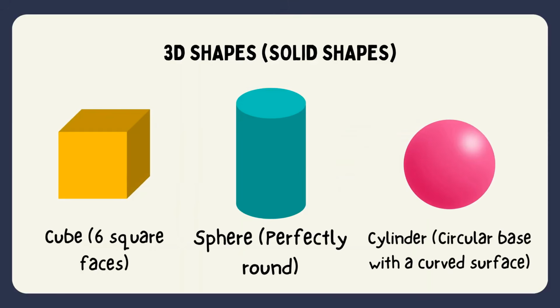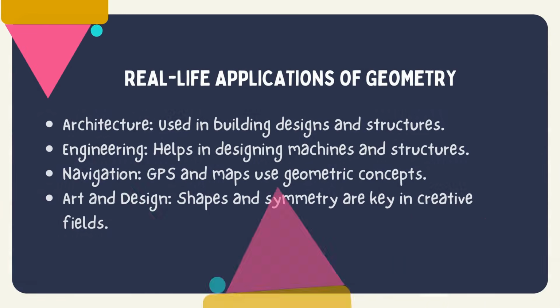3D shapes, solid shapes. A cube is a 3D shape with six square faces. A cylinder, the middle one, has a circular base with a curved surface, and a sphere is a perfectly round ball. The last one.